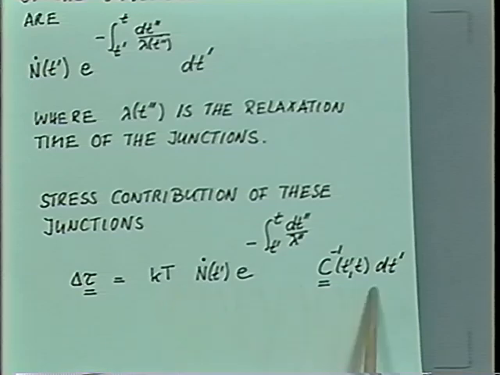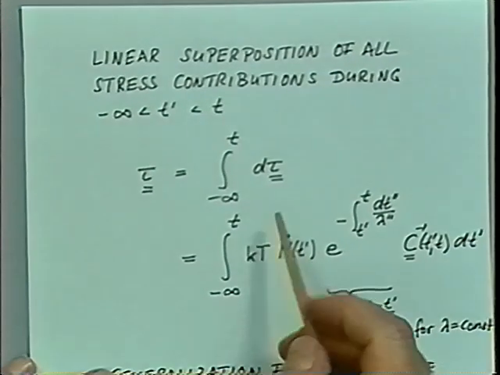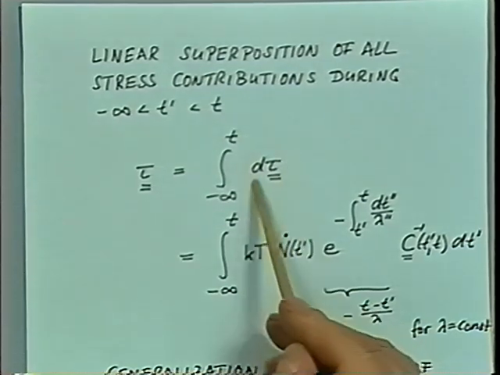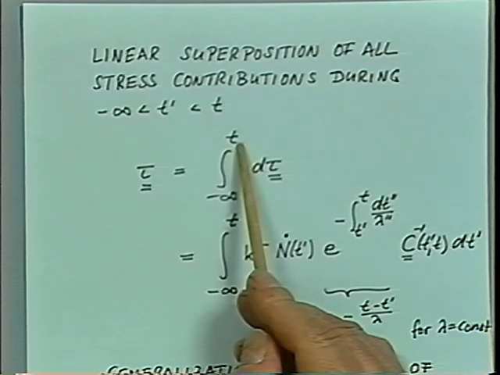The stress which originates from that is, of course, only the stress contribution of that short time interval dt. The superposition is the next step. The linear superposition gives us the total stress. We're just superimposing all stress components from minus infinity to the current time t.